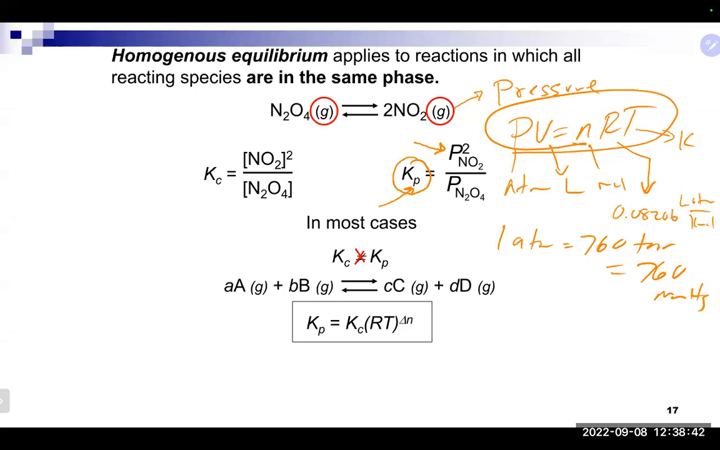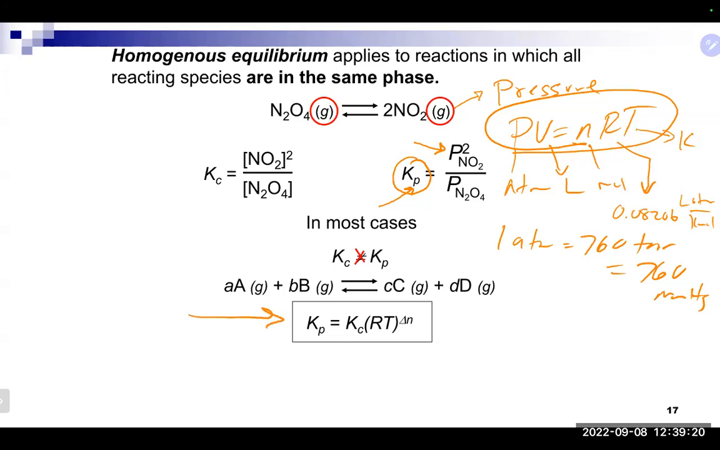So if you have a large value for KP, it tells you that you have a lot of products, and you probably have a lot of gas molecules on your product side, which is causing the increase in pressure. And if you have a small value for KP, it means you have a lot of reactants, and those are really where all the pressure is coming from in that particular case. They don't numerically tell you the same value, but they do tell you the same idea of whether you would expect products or reactants. So we do need a way to go between the two, and that is what the formula right there is.